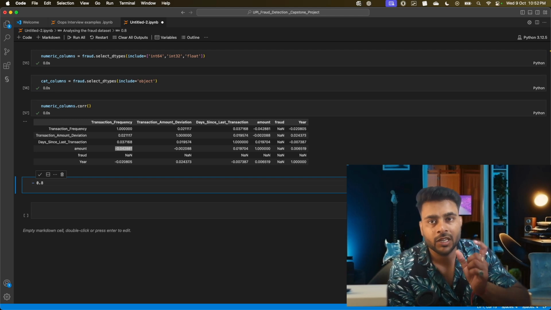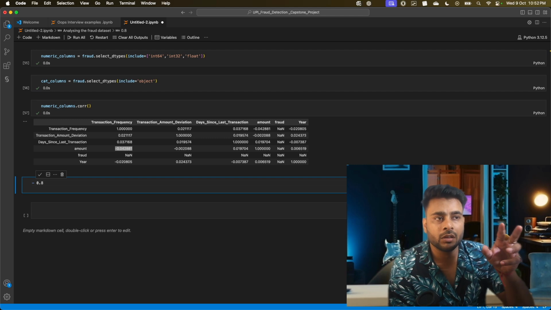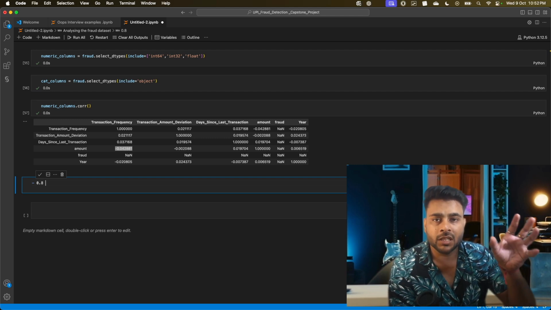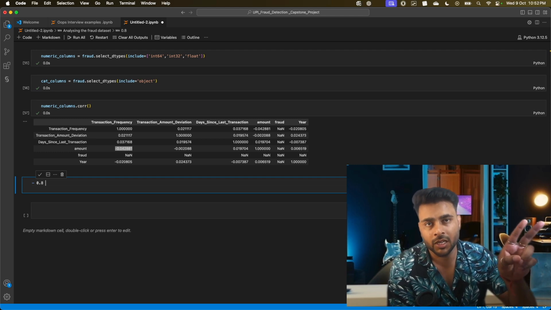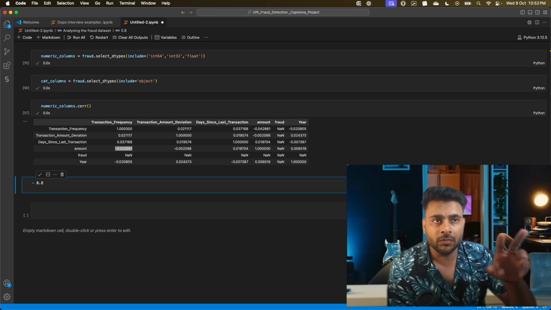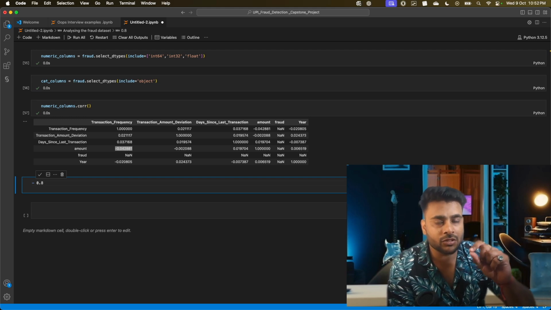Now multicollinearity is one of the biggest challenges that we face when it comes to model building. It means that two features present in the model act like duplicates of one another. For example, if I have two different variables in my model, even if I drop one of them, the model will behave exactly the same way, which means I have redundant features in my model, which is not very optimized.